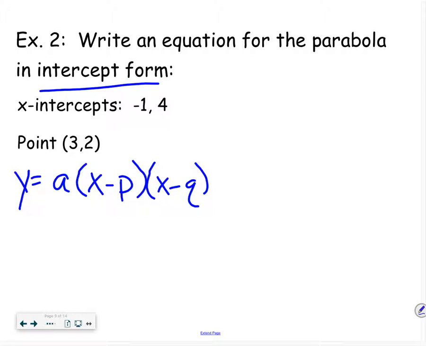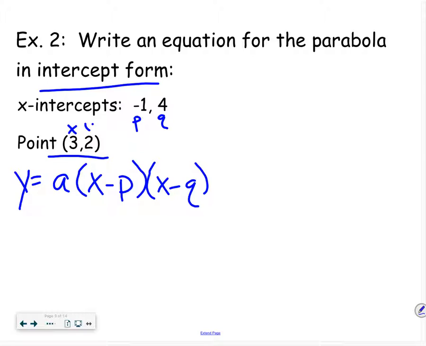Okay, so intercepts, this is going to be my p, that's going to be my q, or you can do it the other way around. It's not going to matter. And this is our point. So we're going to do the same thing here that we just did on the last one. But you have to be careful when you plug in a negative, because if I plug in a negative for p, that makes that a plus. So I'm just going to write out everything with parentheses again.